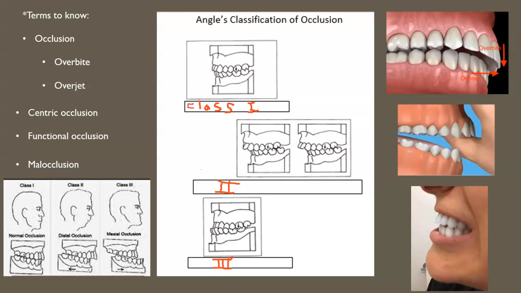This here shows you what the profile looks like for a person who has a class 1 occlusion, which is pretty normal. Class 2, you kind of see where maybe that mandible looks like it's not fully formed in relationship to the maxillary. The maxillary is almost protruded outward. And then this one's kind of the opposite, where it's now the mandible that's protruding outward in comparison to the maxillary arch.